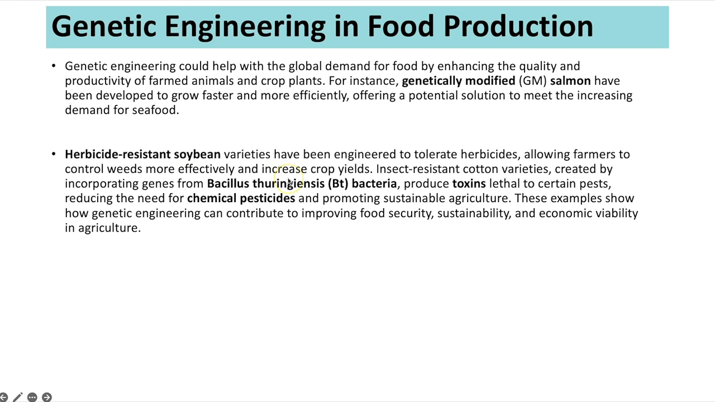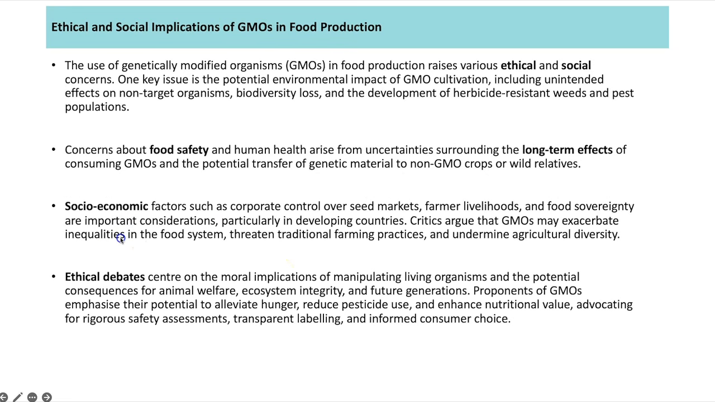Also, we've got herbicide-resistant soybean varieties that have been engineered to tolerate herbicides, which enables farmers to control weeds more effectively and therefore increase their crop yield. We've also got insect-resistant cotton varieties created by incorporating genes from Bt bacteria, which produce toxins lethal to certain pests, and therefore it would kill the pests without needing to apply chemical pesticides, and therefore it's a more sustainable agriculture. So this shows how you could use genetic engineering to improve food security, sustainability, and also economics.